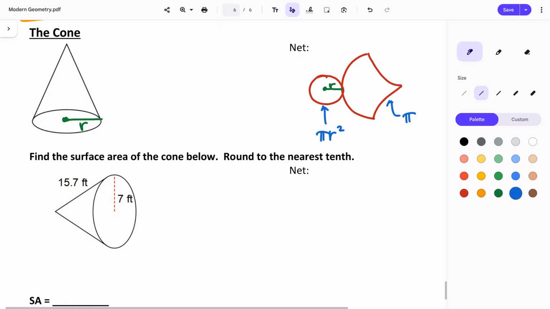I'm still going to need a pi. And I'm still going to use my radius because just like we did with our cylinder formula, those circles play a part in what that face of my net is going to look like. But there's one more piece that I need, and that's something called the slant height.